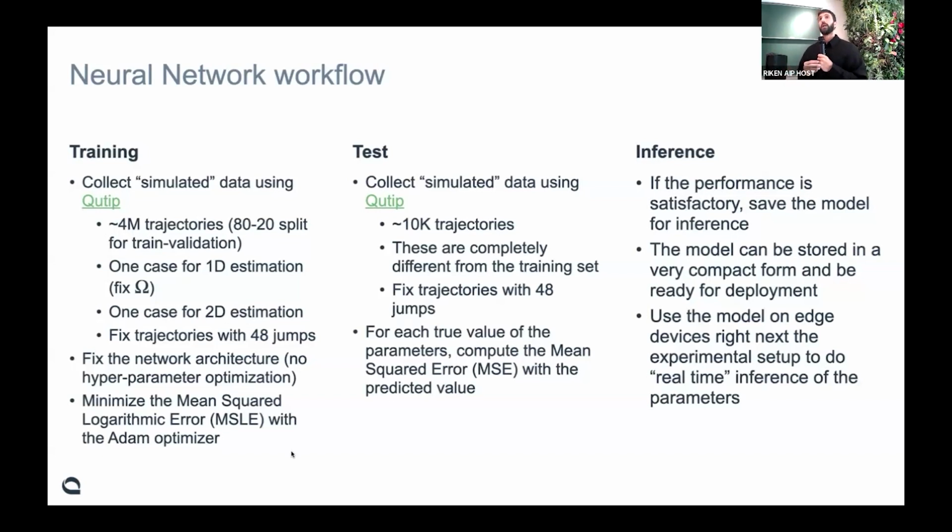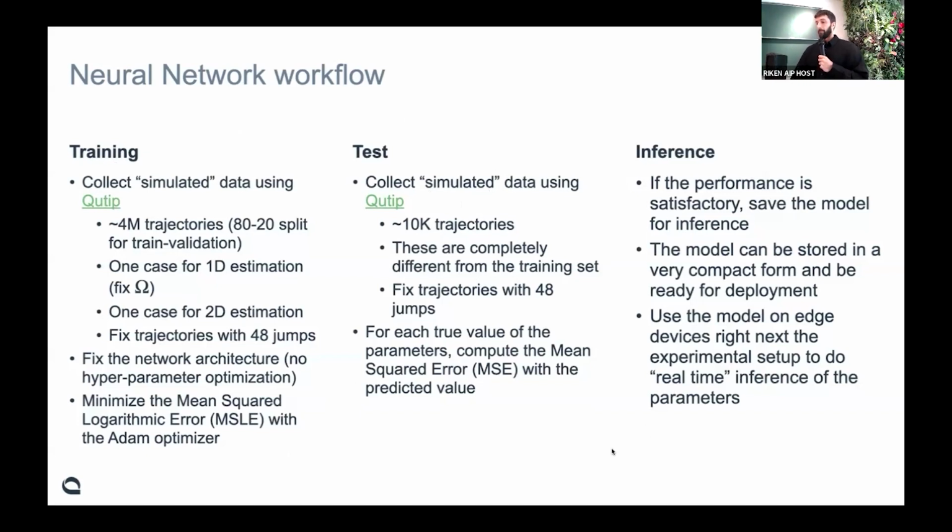Then we train the neural networks in a supervised way, where we know the input trajectory and we know which parameter value generated that input trajectory. So in this case, we do have ground truth because we have been generating this data ourselves. But the test that we do is on data that the neural network hasn't seen. Of course, we have about 10,000 trajectories that were not included in the training data. And these are both with one parameter and with two parameters as output.